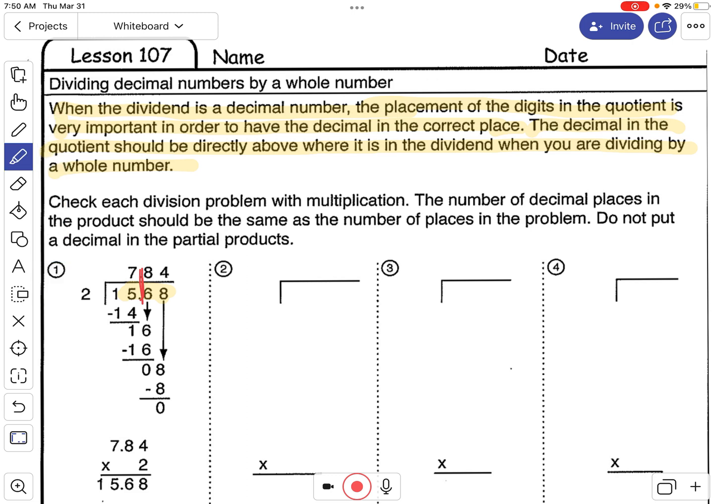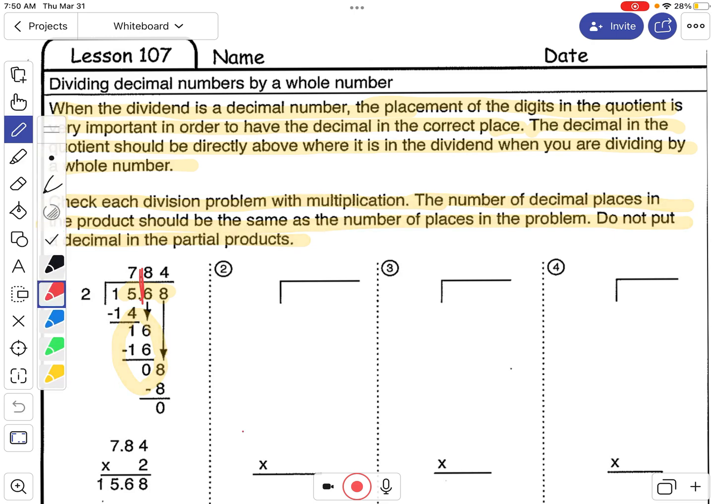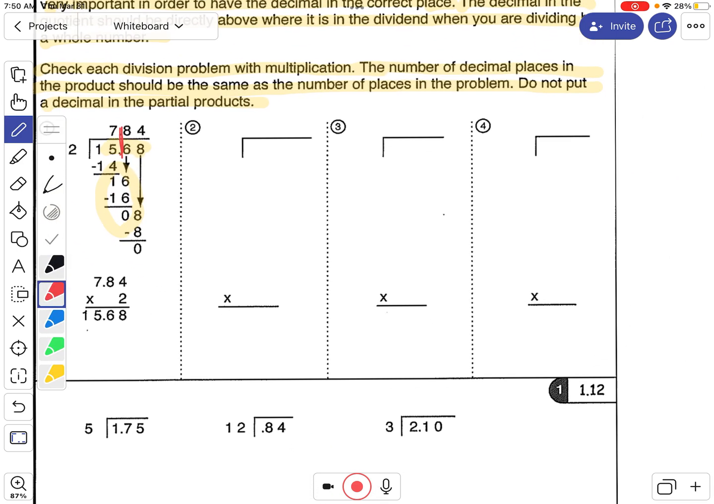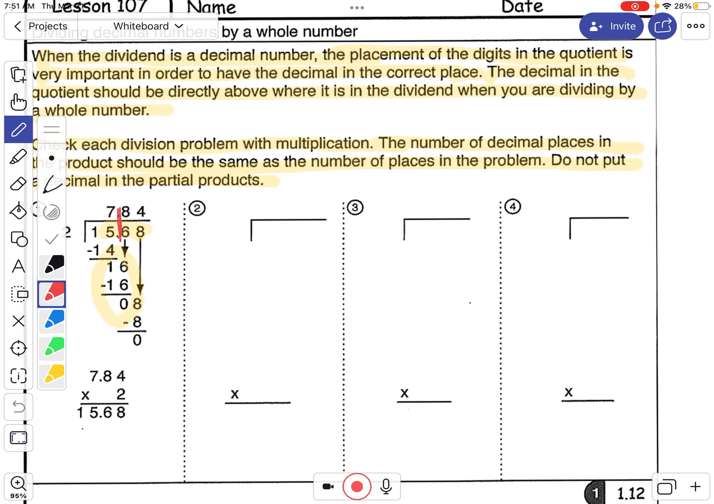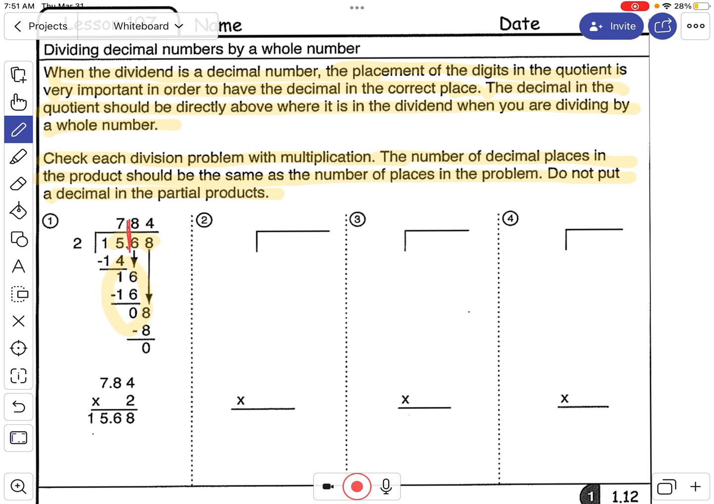All right. Check each division problem with multiplication. The number of decimal places in the product should be the same as the number of decimal places in the problem. Do not put a decimal in the partial products. So you're not going to put decimals down here. Well, actually, that's not what it's talking about. There's not an example to show you right now. But let's go ahead and get started on this, okay?